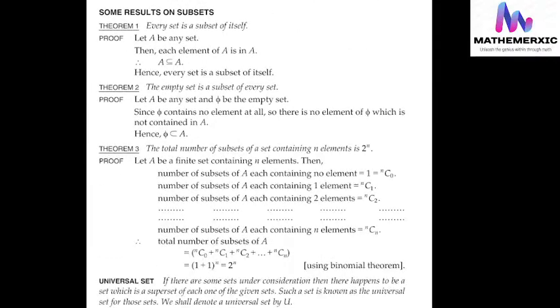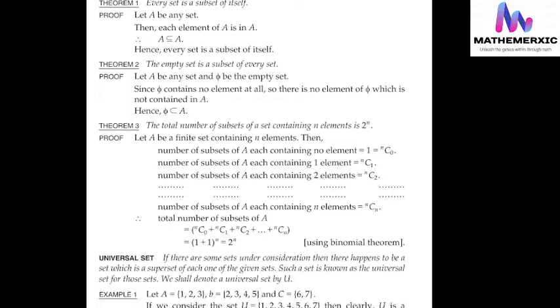So, results: every set is a subset of itself. The empty set is a subset of every set. The total number of subsets of a set containing n elements is 2 to the power n.